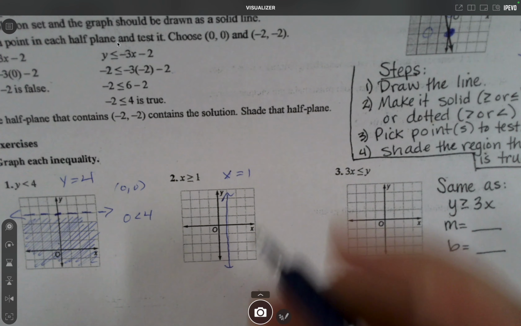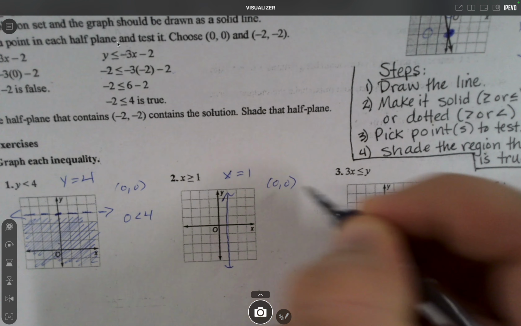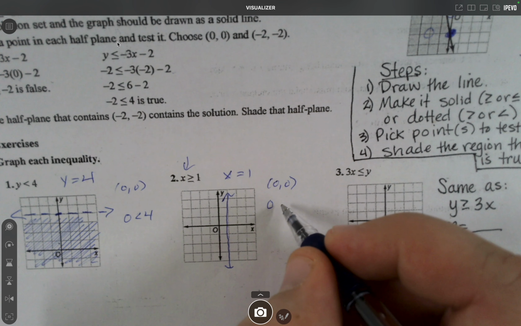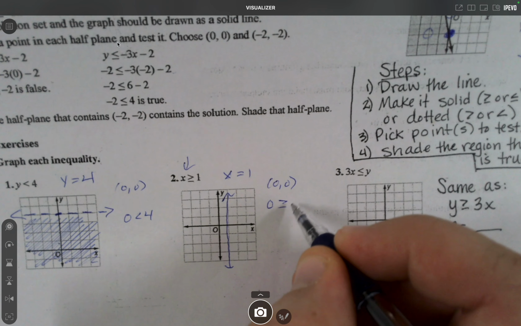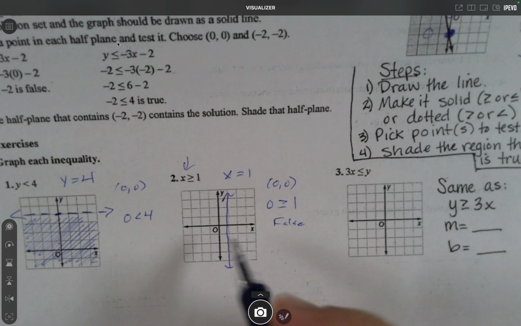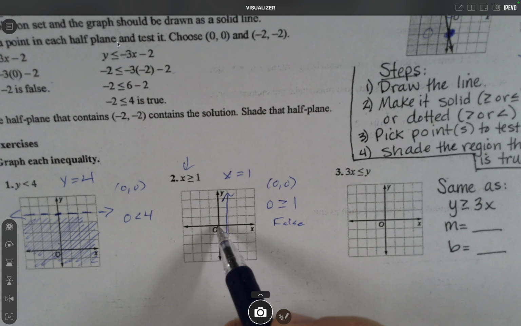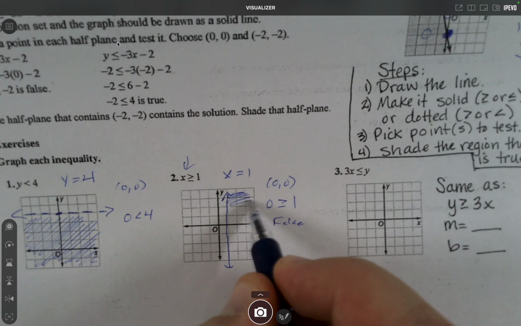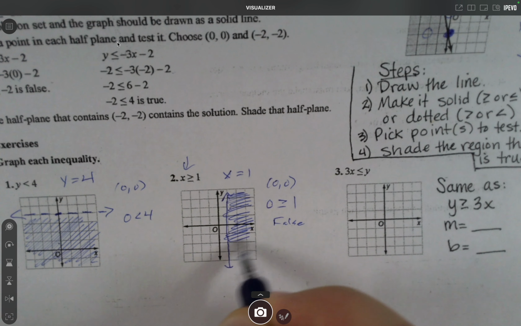So I'm going to pick the ordered pair 0, 0 again. I plug in 0 for x into the inequality. 0 is greater than or equal to 1. That is false. So I do not shade on this side where the origin is, because that's a false statement. 0 is not greater than 1. So instead, we shade on the other side of the line.